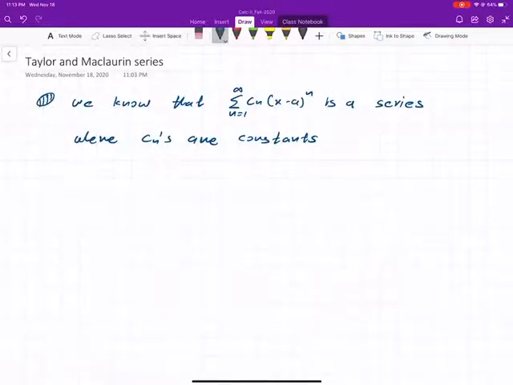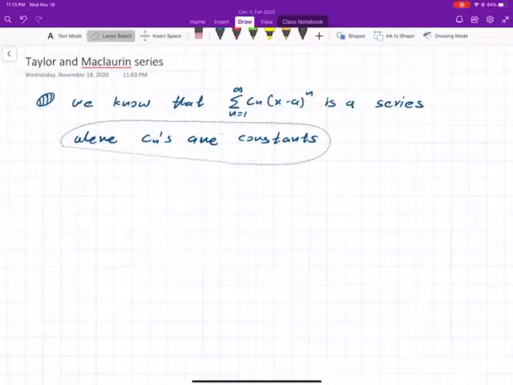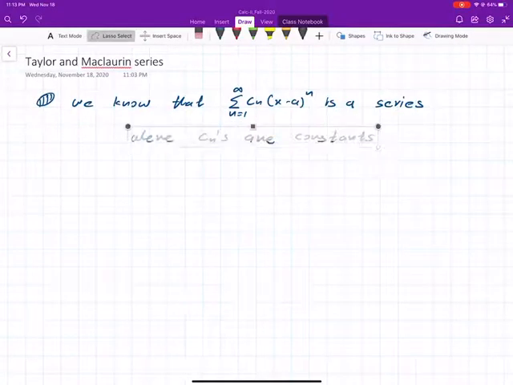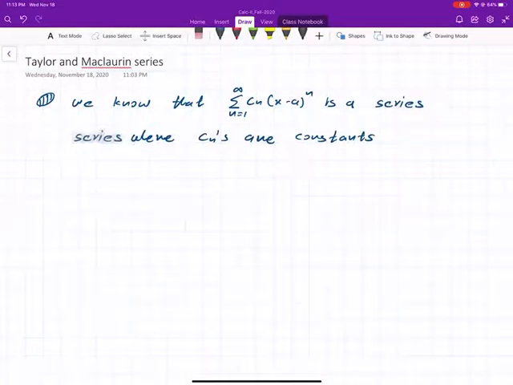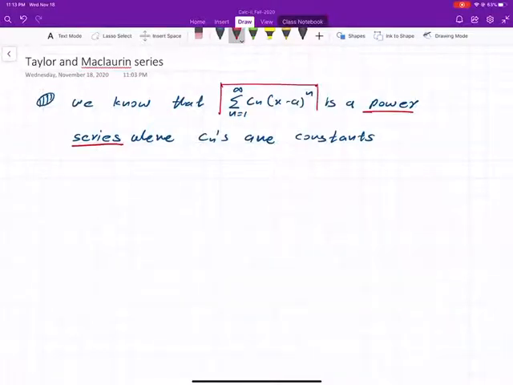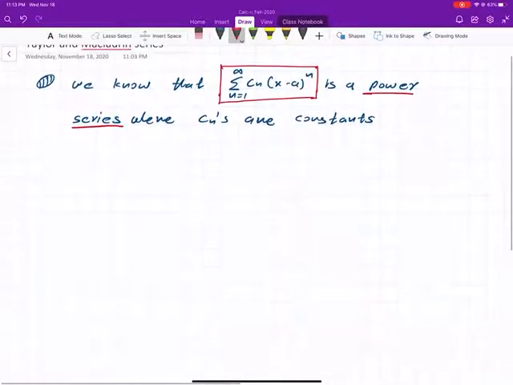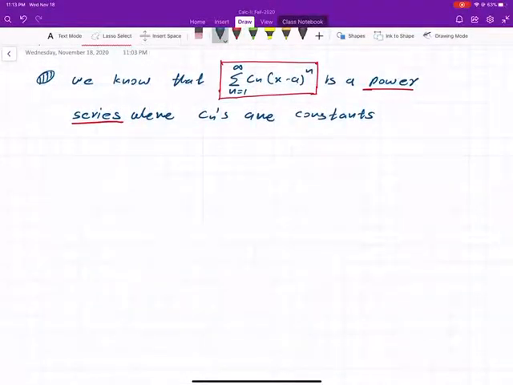Alright, so this is actually called a power series. This is the format of a power series. Okay, let me add that word. This is a power series. Alright, so that you learned in the previous section. Let's go forward.